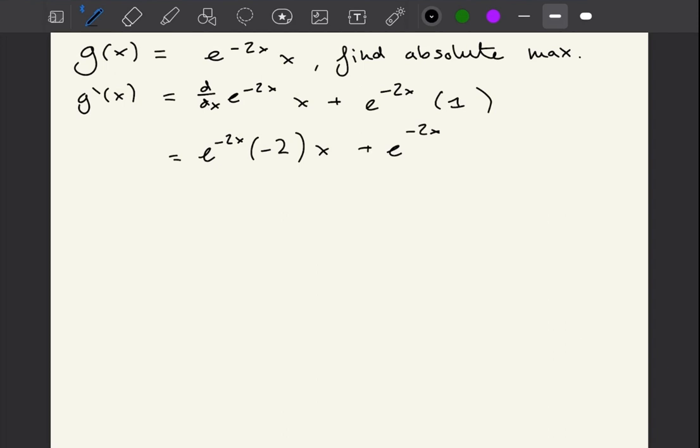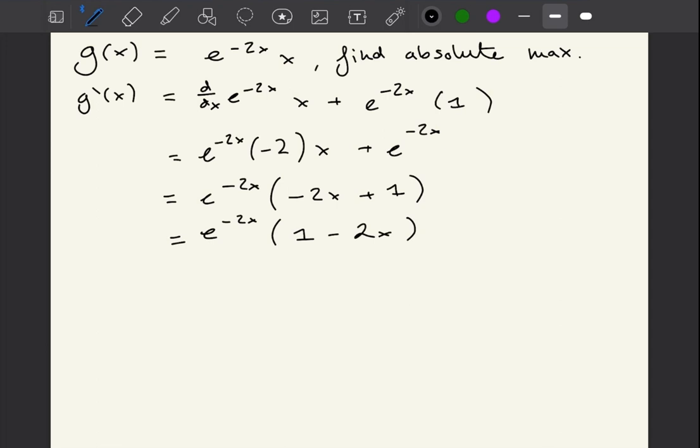And then you can simplify this a bit, and you have e to the power of -2x times (-2x + 1), because this is simplified -2x. And if we want to simplify this one last time or rewrite it in a smarter way, I would say that it's easier to look at it this way.